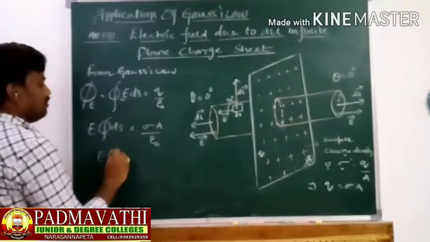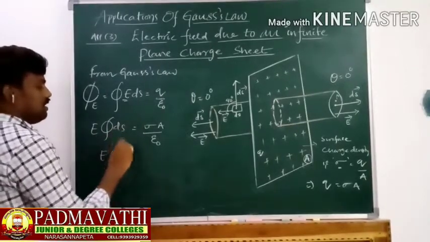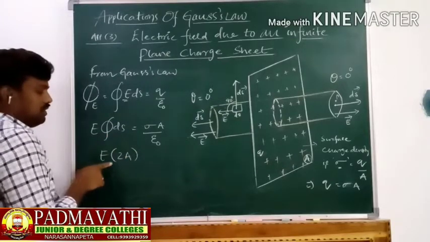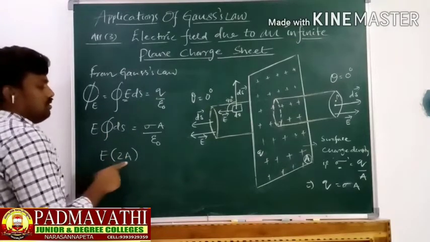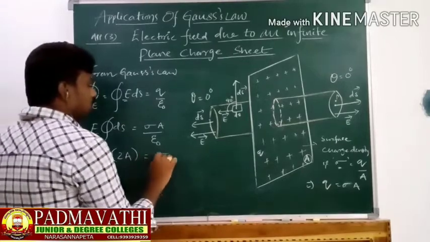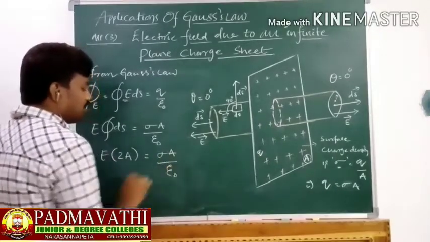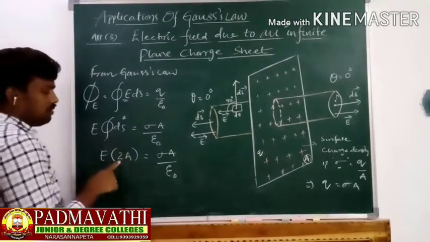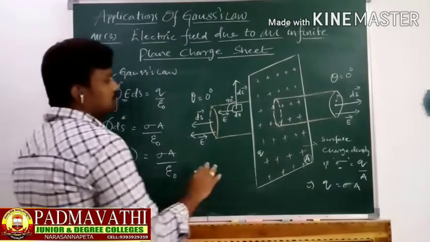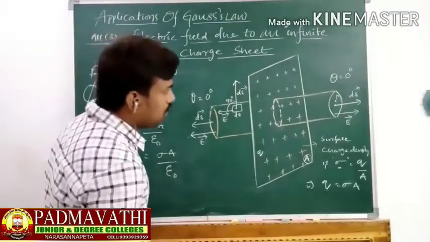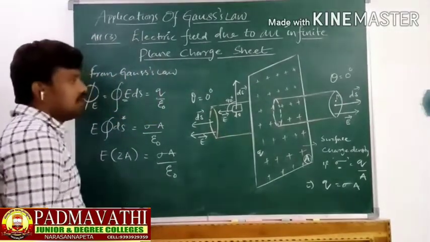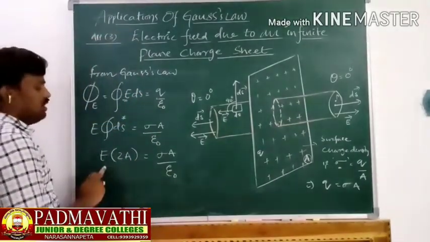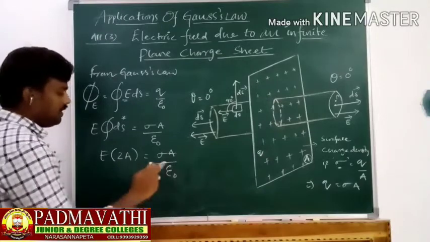So E into 2A, integral ds value will be equal to, what is that? Integral ds value must be equal to 2A here, which is equal to sigma A by epsilon naught. So this is important. Here integral ds value must be equal to 2A. Why? Because here the two surfaces are responsible for giving the electric flux on the two faces. So that's why E into 2A gives rise to sigma A by epsilon naught.